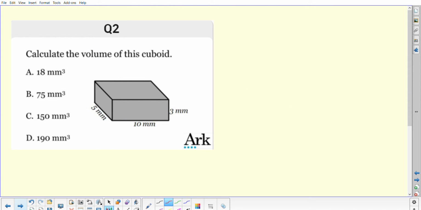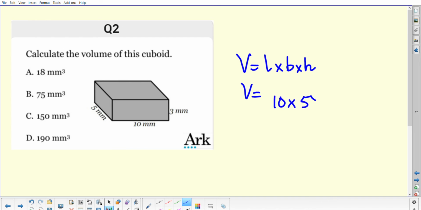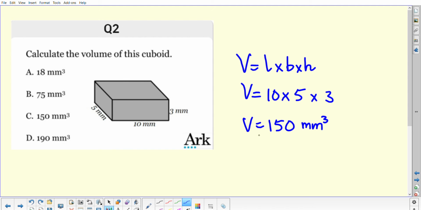So second question, calculating the volume of a cuboid. The expectation is that you would know the formula and should have written that down. So volume is length times breadth times height. You're simply multiplying together 3 units here. The units are all the same, so we're multiplying. It doesn't matter what order you write them in, so 10 times 5 times 3. If you do 3 times 5 you get 15, times 10 would give you 150, and of course because the units were in millimetres, your volume units will be cubic millimetres, so 150 cubic millimetres would be answer C.